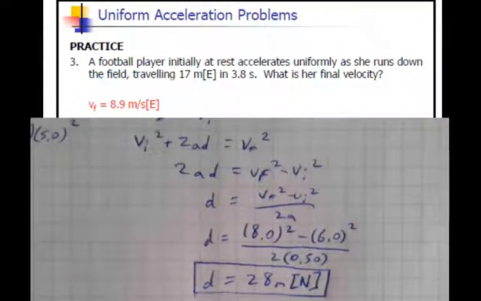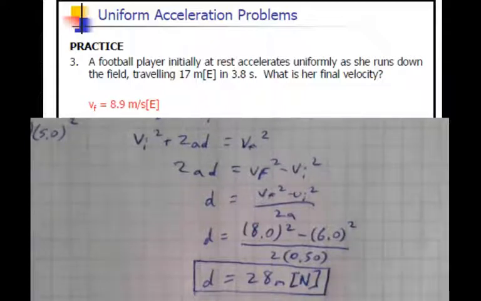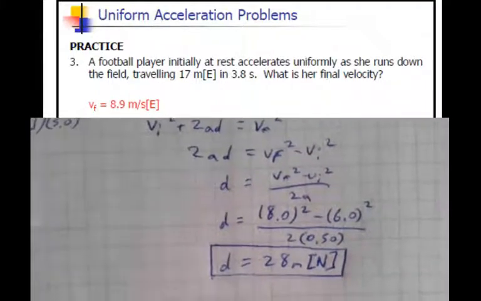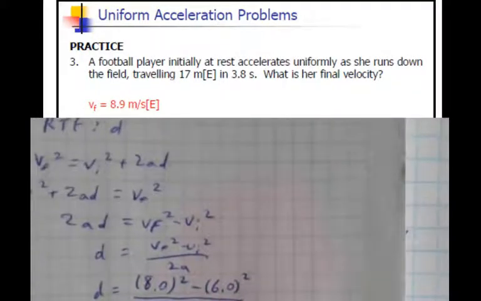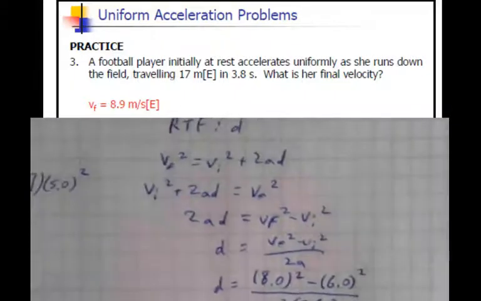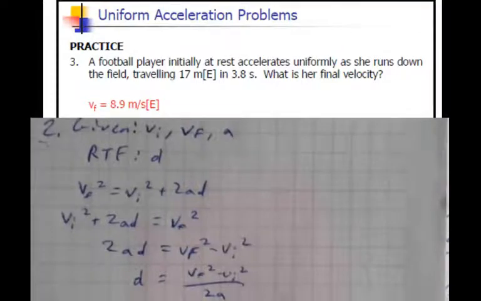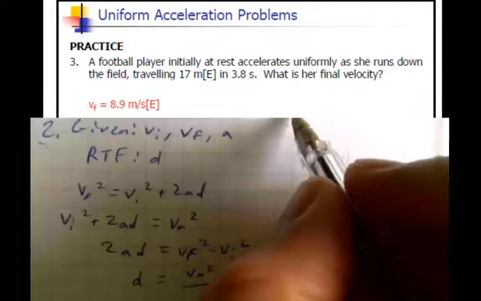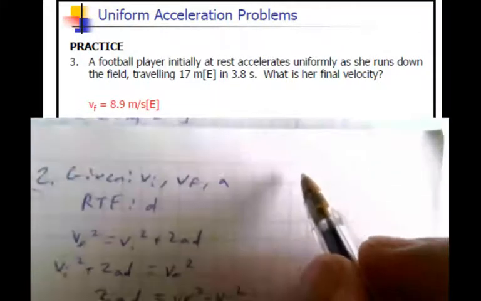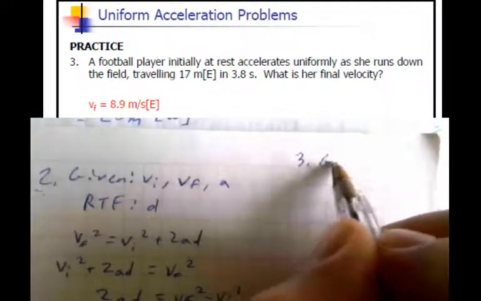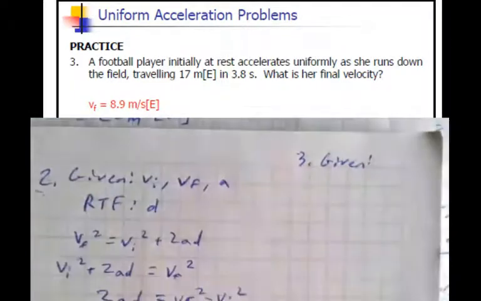Here we have a football player initially at rest, who accelerates uniformly as she runs down the field. She travels 17 meters east in 3.8 seconds. What is her final velocity? Okay, this one's a bit trickier because it may appear that we don't have enough information. Because if I do my givens, let me move this here.